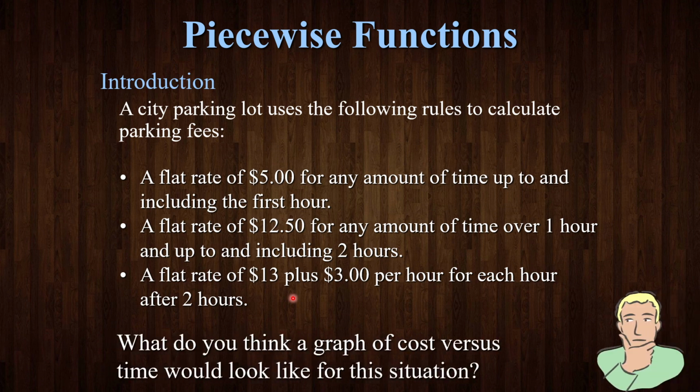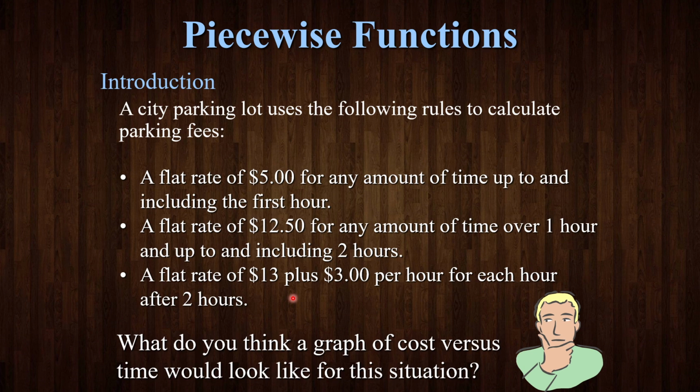Okay, let's move on here. What do you think a graph of cost versus time would look like for this situation? Well, you can pause the video here and try to draw your own graph, and you can probably imagine it's going to involve several pieces because we have several different rules. We have a flat rate of $5 that goes to a flat rate of $12.50 that then changes to a flat rate of $13 plus $3 per hour.